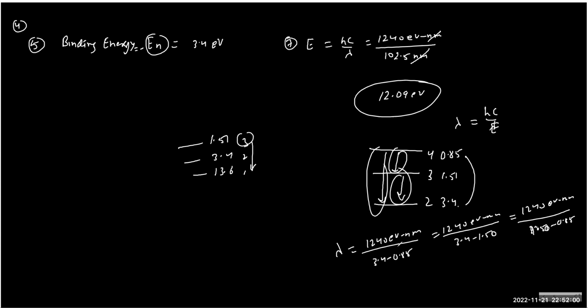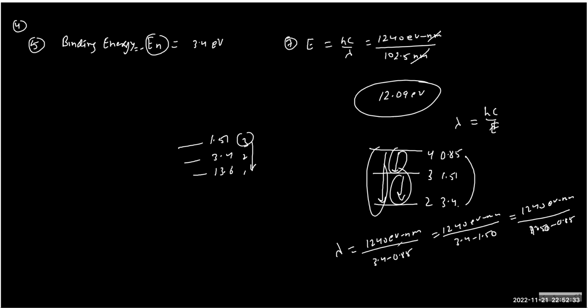Find the maximum Coulomb force that can act on the electron due to the nucleus in a hydrogen atom. Tell me. Find the maximum force. So maximum force means what? The electron must be in the ground state.